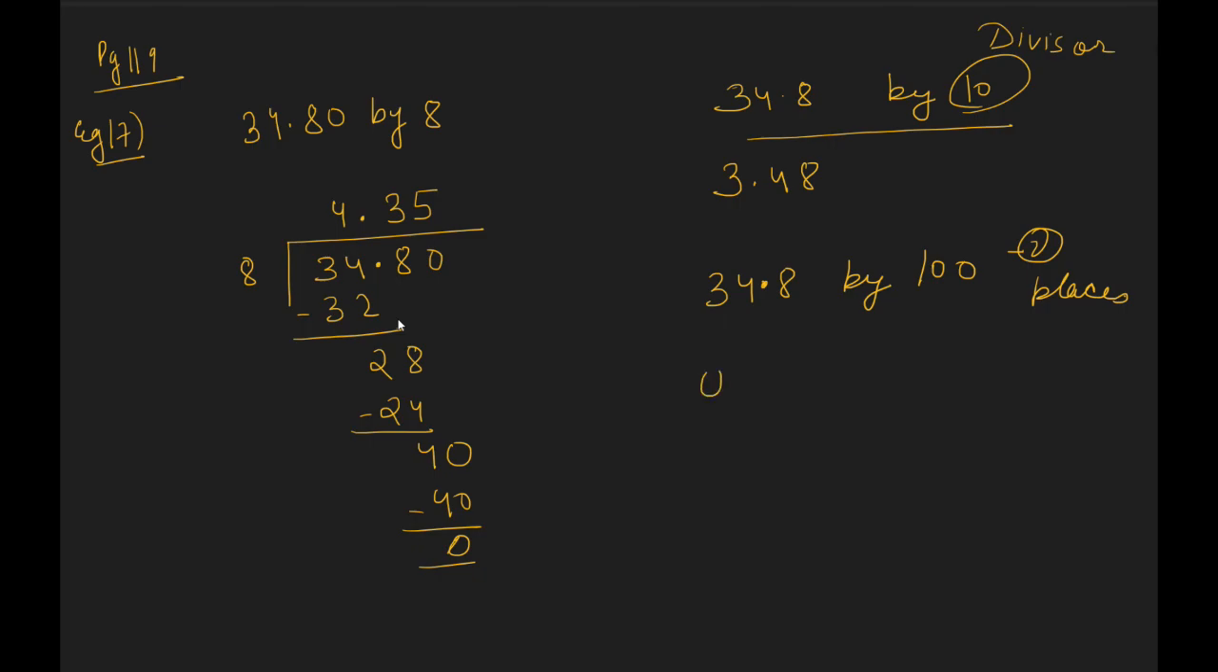So this will be 0.348. Okay, and if we divide 34.8 by 1000, we will move it 3 places to the left. So this will be 0.0348. Earlier it was here, so 1 place, 2 places and 3 places. So this is how you divide a decimal number by 10 or a power of 10. Now we will look into some more examples.